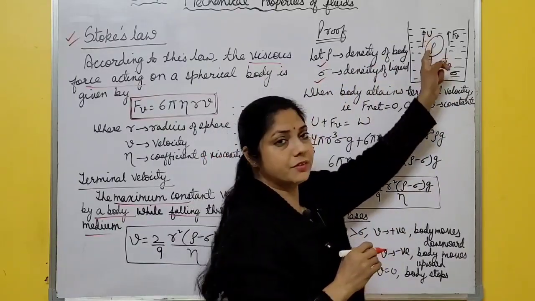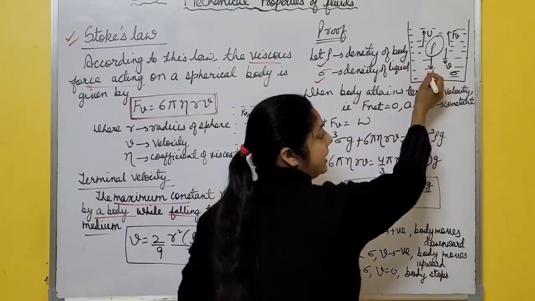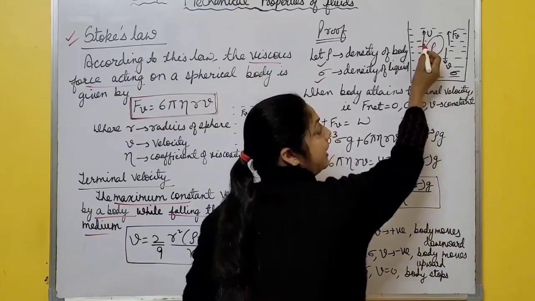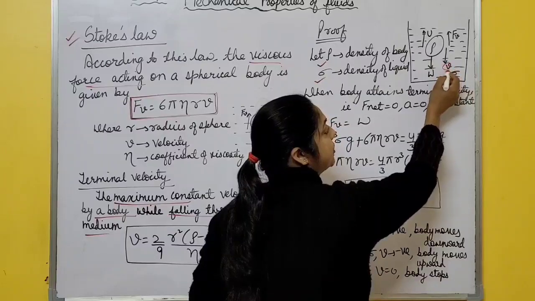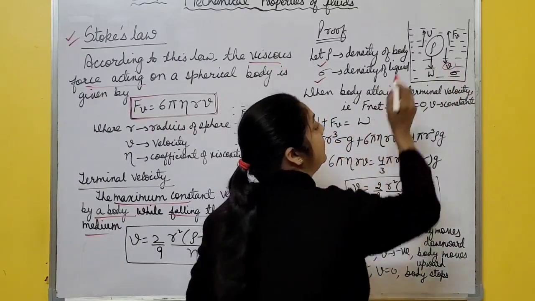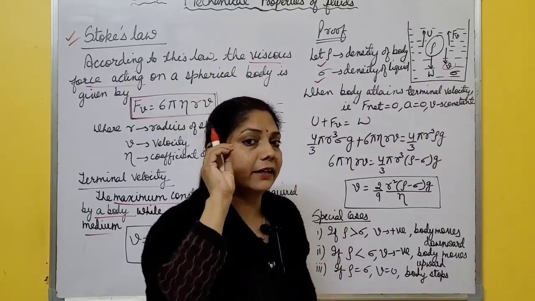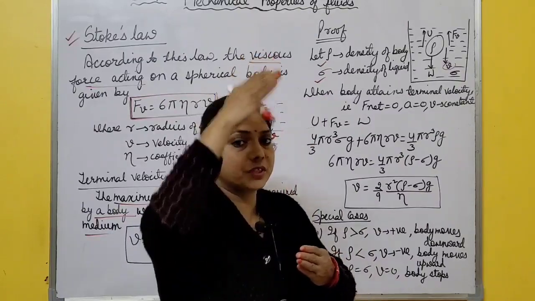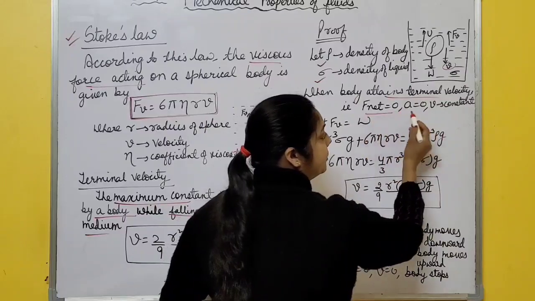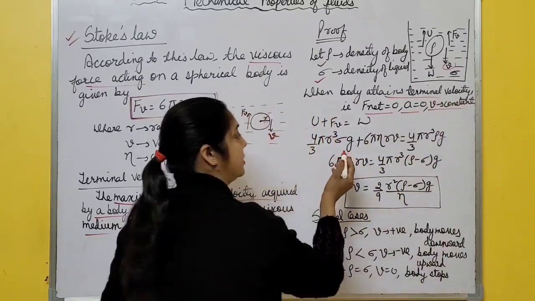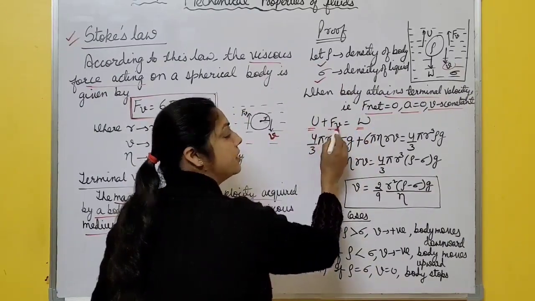When it moves through the viscous fluid, what happens? Various forces act on this body. The weight of the body is acting in the downward direction. Upthrust is acting in the upward direction. Viscous force is also acting in the upward direction, opposite to the direction of velocity, right? Now when this body acquires maximum constant velocity, it means the net force acting on this body is 0. It means upward force is equal to downward force. So when this body attains terminal velocity, F net is 0, it means acceleration is 0 and it moves with constant velocity. So the downward force is the weight of the body, and the upward force is upthrust plus viscous force.